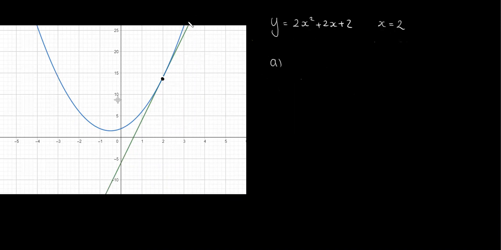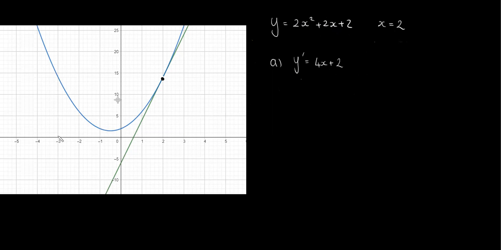We can figure out the gradient of the tangent by differentiating this parabola, this quadratic equation right here. Then we can find the expression for the derivative. So the derivative is given by 4x plus 2. If you differentiate that, that one comes out, this one comes out as well. So differentiation of 2x is just 2, and differentiation of 2 is just 0. So the derivative is 4x plus 2.